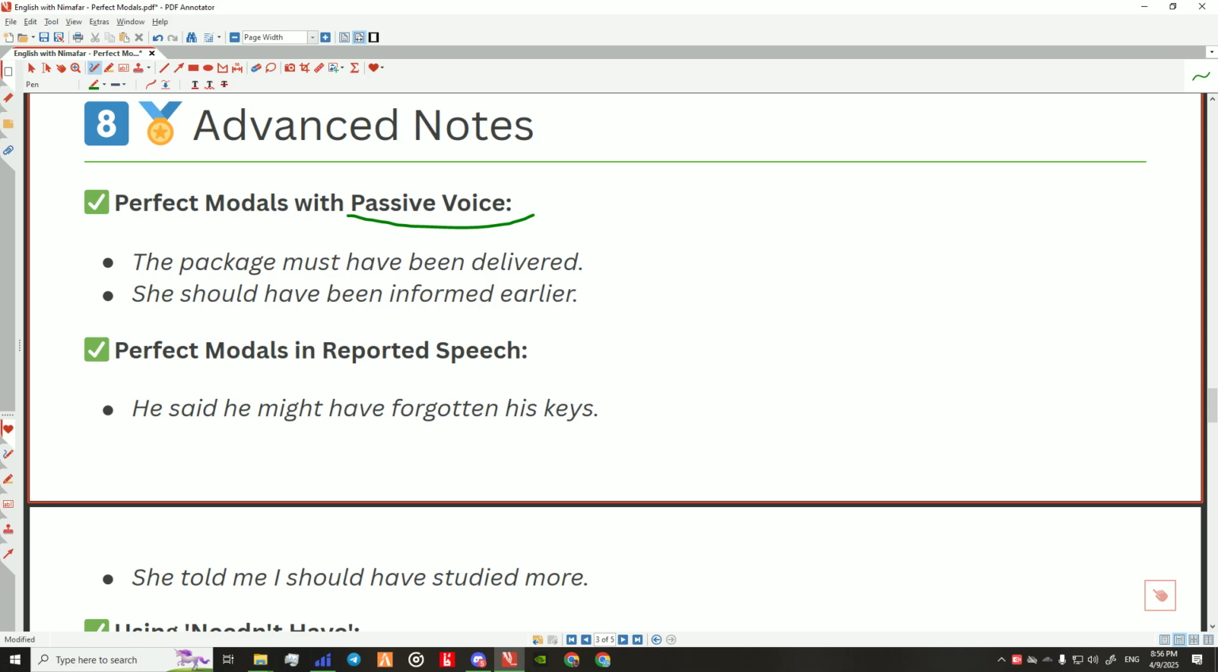Or, she told me I should have studied more. For example, many years ago I said, yes, you should study more if you want to pass your exam or something like this. And she said, okay, let me have some fun. I want to play some games. And now she failed. Oh, yes. She told me I should have studied more, but I didn't.